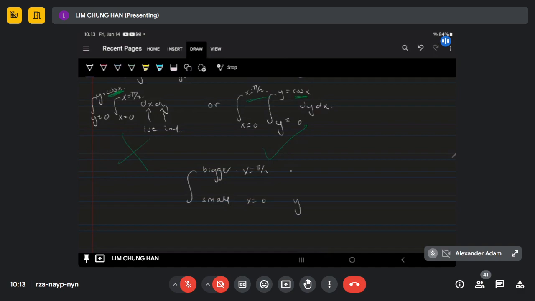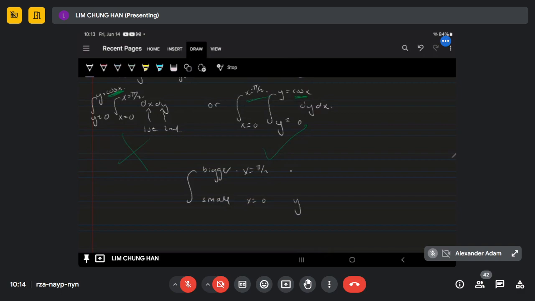Because why? When you do cos x of anything, the answer is always bigger than 0. You test on your calculator. It's always positive, so that's why the bigger one goes at the top. So that's why I chose the arrangement that I did.